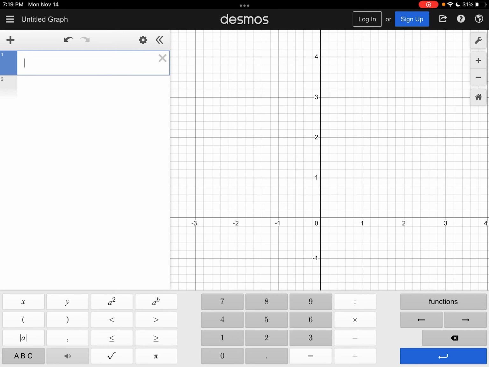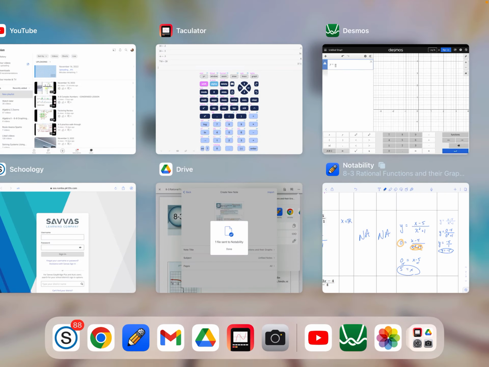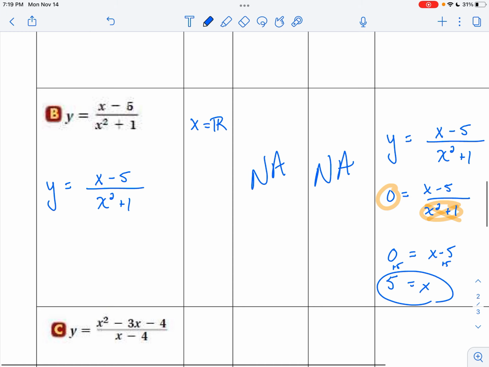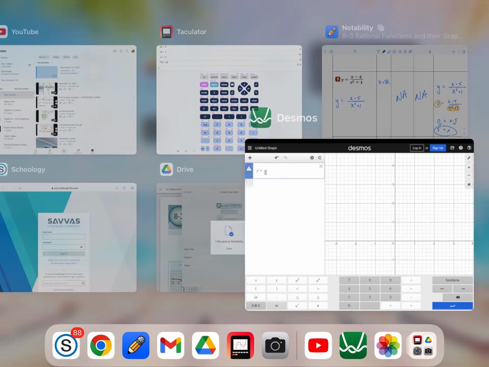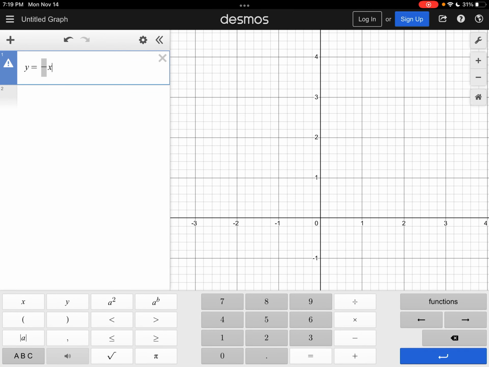Y equals... What was it? Do you remember? It was a fraction. It was y equals x minus 5 over x squared plus 1. We got this, x minus 5. Maybe now they're typing it in because I went slower. X squared plus 1. Is that what it was? Yeah.